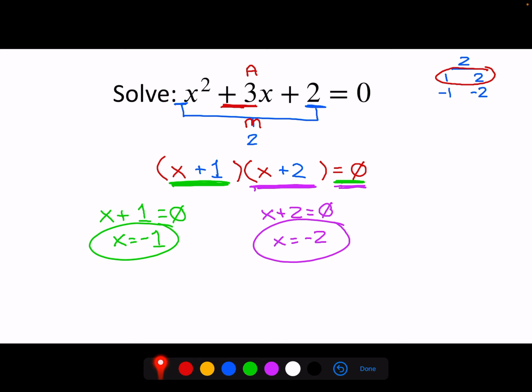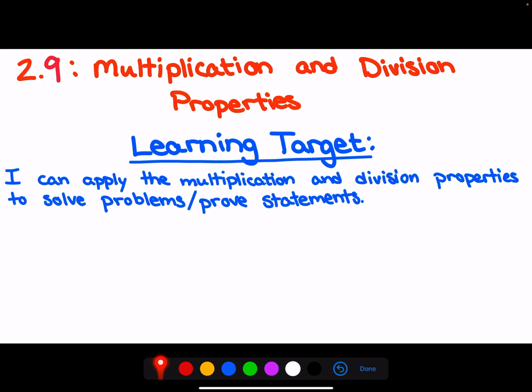Other than that, there is homework on Schoology, but we have now finished today's lesson, 2.9, multiplication and division properties. Again, our learning target was, I can apply multiplication and division properties to solve problems and prove statements.